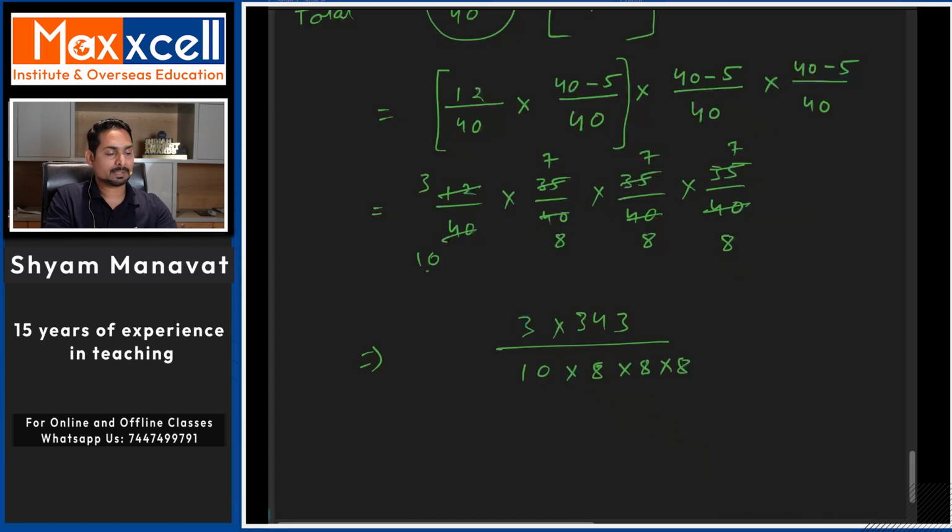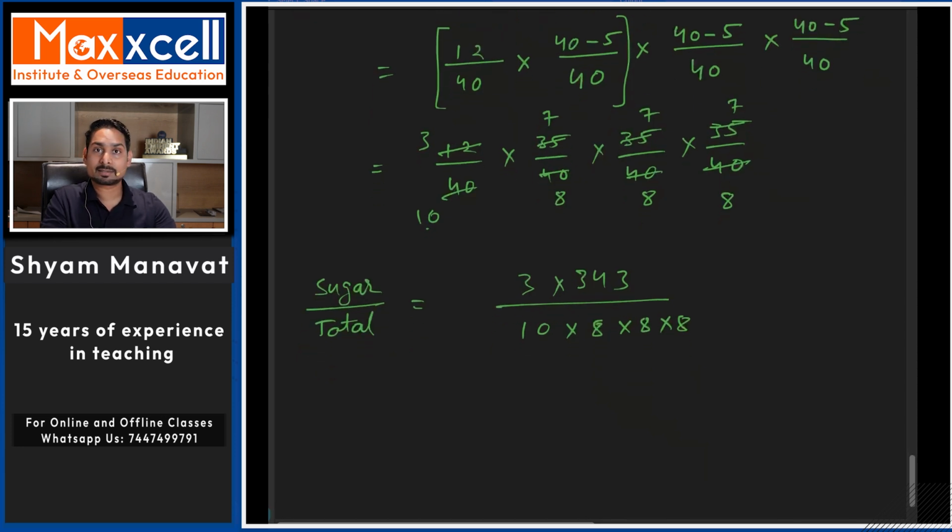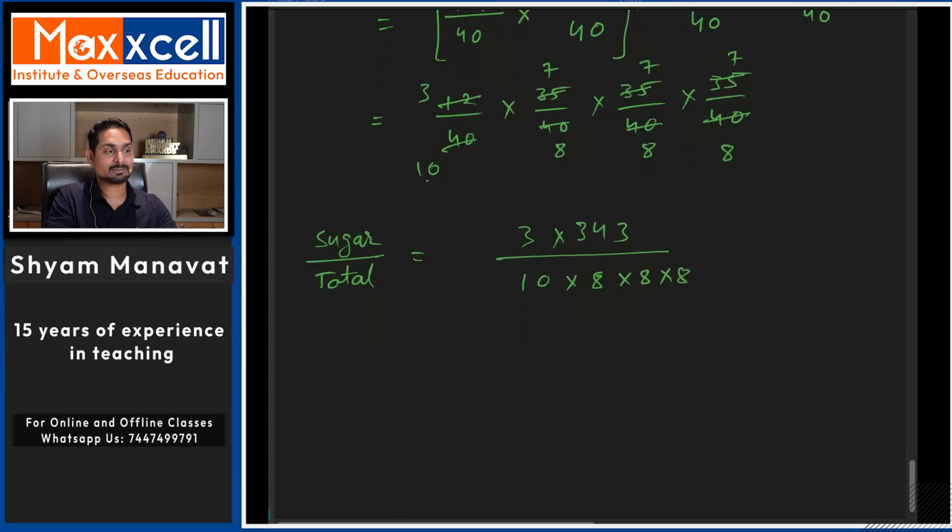नाउ ये आपका जो फ्रैक्शन है, दिस विल रिप्रेजेंट व्हाट? दिस विल रिप्रेजेंट हाउ मच इज शुगर लेफ्ट आउट ऑफ total. How much sugar left out of total. Now if you want to get the percentage out of it, to convert this fraction into percentage, what do we do?